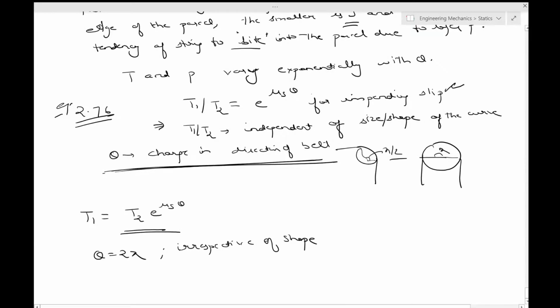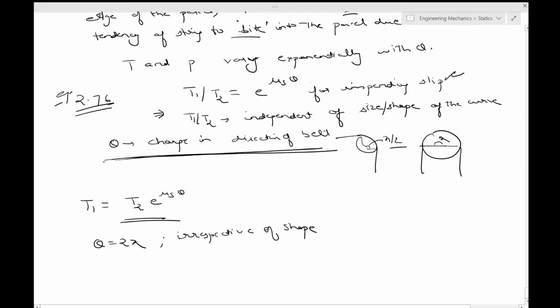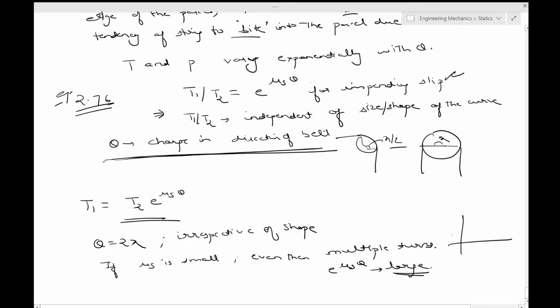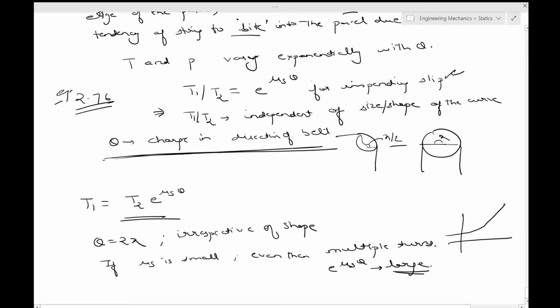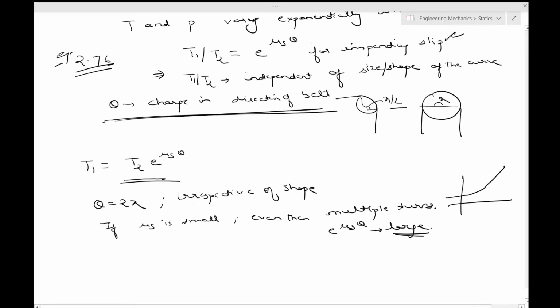Now if mu s is small, even then, if you have say multiple turns, then e to the power of mu s theta will be large. It's called an exponential function because it has this sort of exponential behavior, so it rises very rapidly, and with more number of turns, like 2 turns, 4 turns and 5 turns, it will be a lot of value.